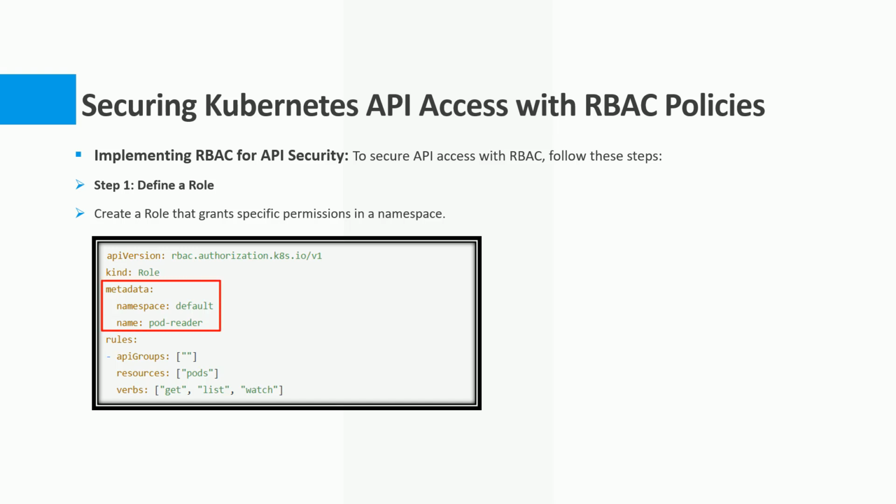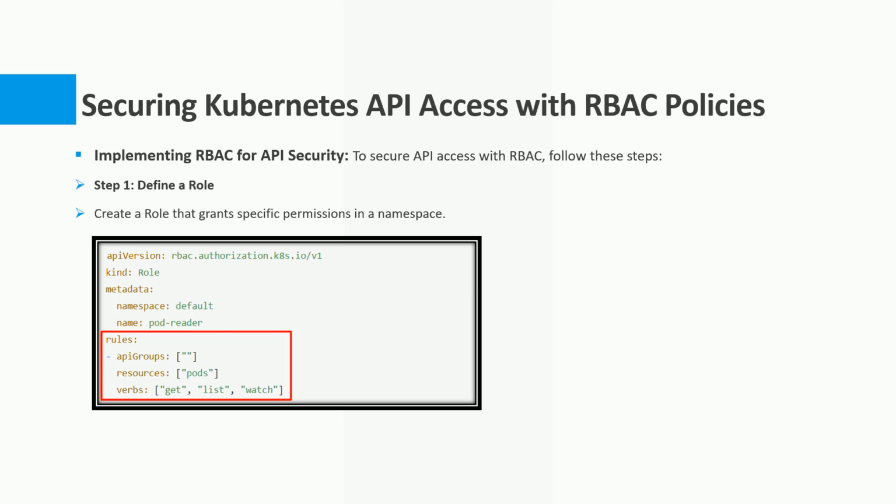The next is metadata. In the metadata, you are supposed to define the namespace name and the name of the role. In the namespace, I have mentioned default. So this role applies only to the default namespace. The next is name, and here I have given pod-reader. It is the name of the role which can be referred in a role binding. The next is important, that is rules. It defines the permissions granted by the role.